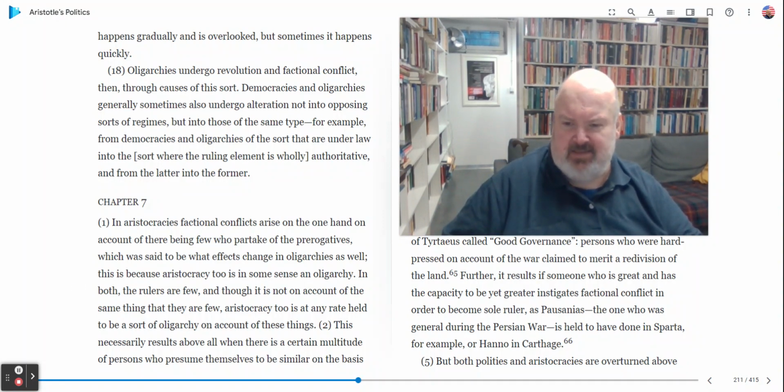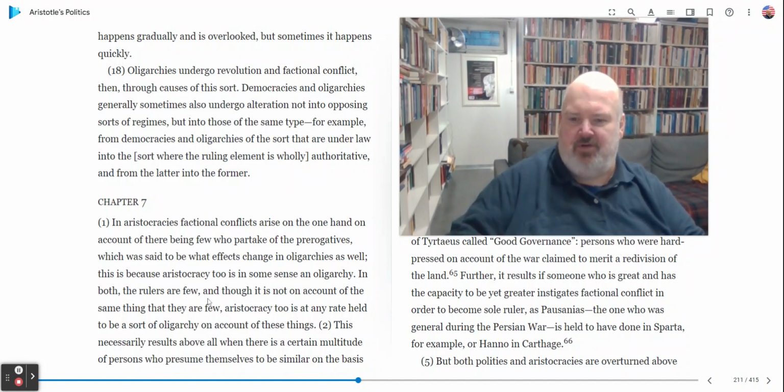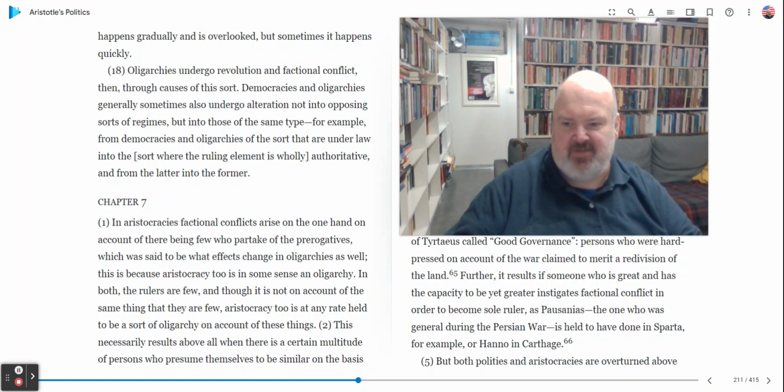He says, in aristocracies, so-called aristocracies, factional conflict, stasis, arises on the one hand on account of there being few who partake in the prerogatives, which was said to be what affects change in oligarchies as well. This is because aristocracy, too, is in some sense an oligarchy. In both, the rulers are few, though it is not on account of the same thing that they're few. Aristocracy too is at any rate held to be a sort of oligarchy on account of these things.